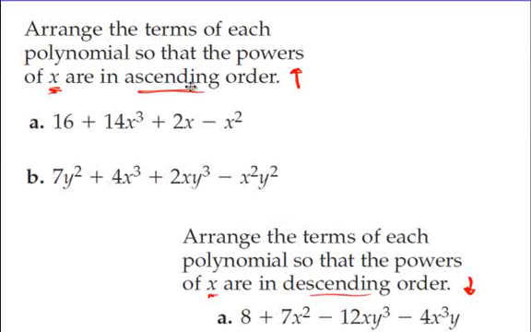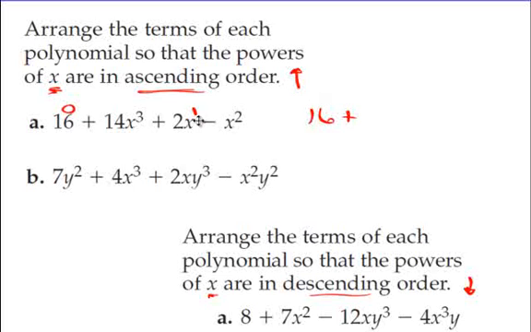So make sure we understand just the basic things. Ascending, going up. We're only dealing with x. So the first thing I'm going to do is find the degree of each, dealing with x. So this would be 0, this would be 1, this is 2, and this is 3. So if I want them to go up, I'm going to start with 16 plus.